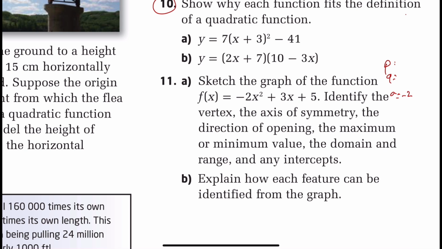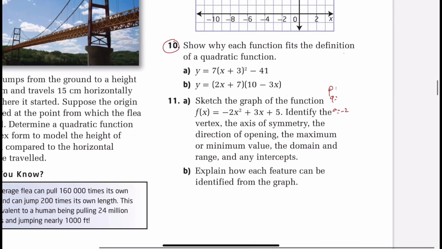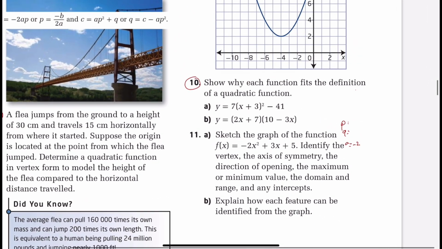This is my A. Okay, my P for my equation is minus B over 2A. You can see it here. This is B.